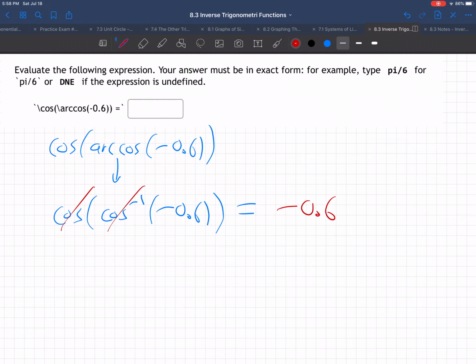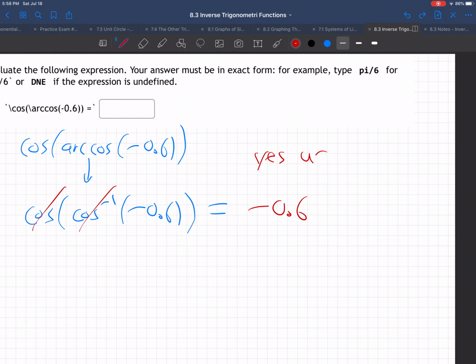Is that true? Because they're inverse functions, shouldn't they cancel? The answer is yes, usually. And then the usually is the trick. There's a couple steps we have to go through. So let's go look at the notes for what they are. Well, you can look at the notes.